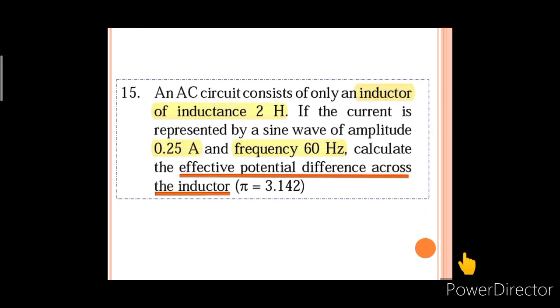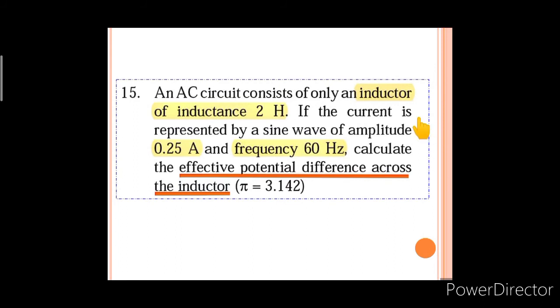The next unsolved numerical from the textbook, question number 15, is: an AC circuit consists of only an inductor of inductance 2 Henry. If the current is represented by a sine wave of amplitude 0.25 ampere and frequency 60 Hertz, calculate the effective potential difference across the inductor. The value of pi is given as 3.142.